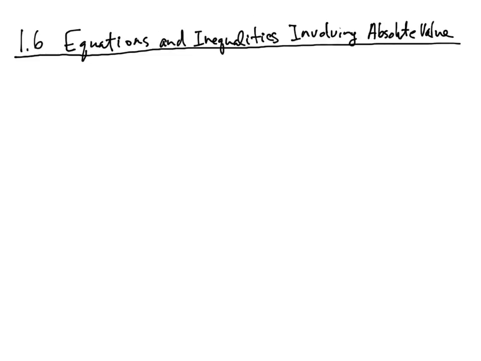In section 1.6, we cover equations and inequalities involving absolute value. So what we mean by that is an equation with an absolute value sign could be something like this. Now, how we solve this is we want to isolate the absolute value first.